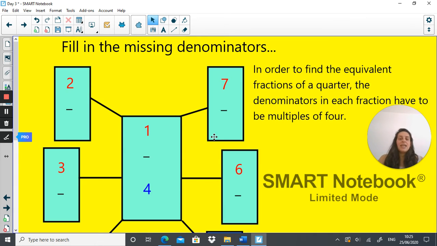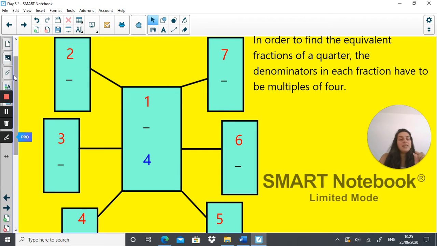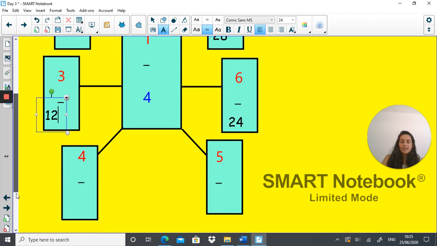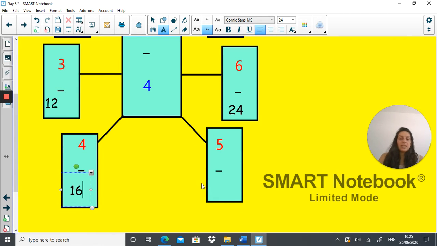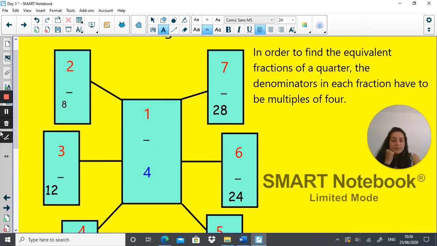Let's move on. Okay, so remembering that the denominator is a multiple of 4, what are the missing denominators here? Let's look at some in detail. So this one is 8. This one is 7 times 4, 28. 6 times 4, 24. 3 times 4, 12. 4 times 4, 16. 5 times 4, 20. So these fractions are all equivalent fractions to a quarter. So different numbers, the same value as a quarter.